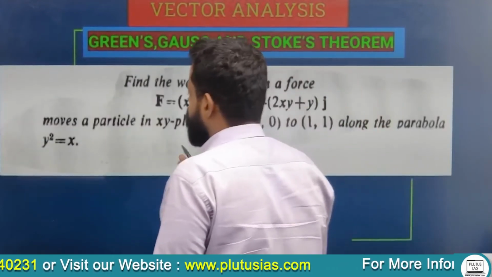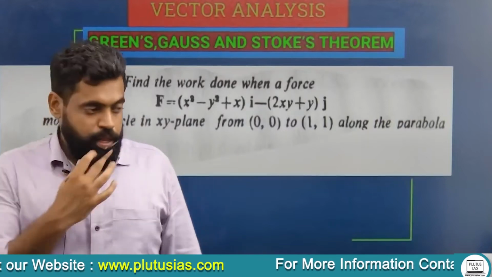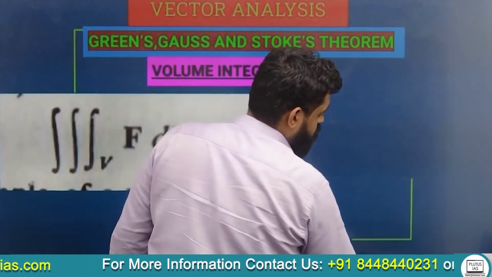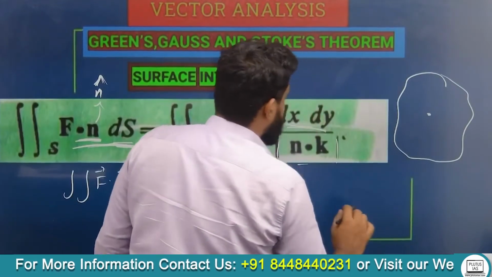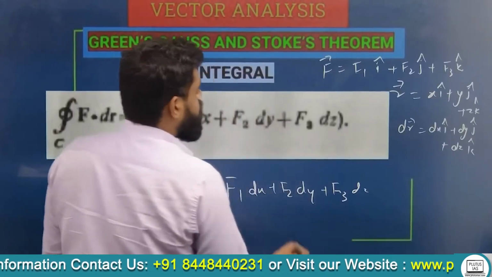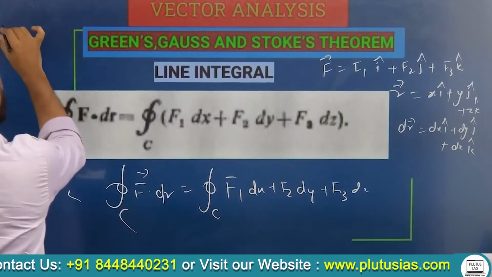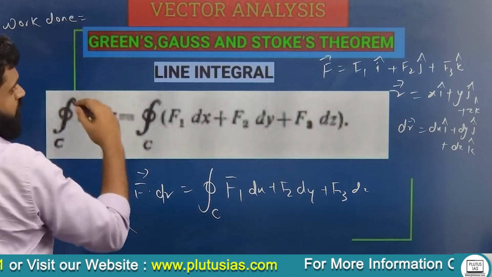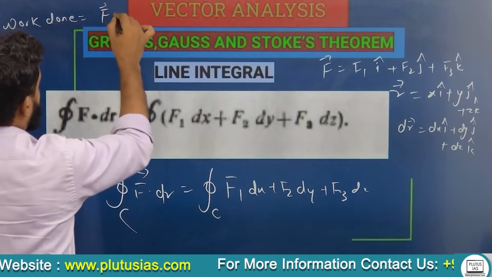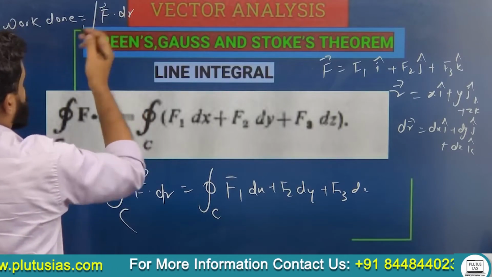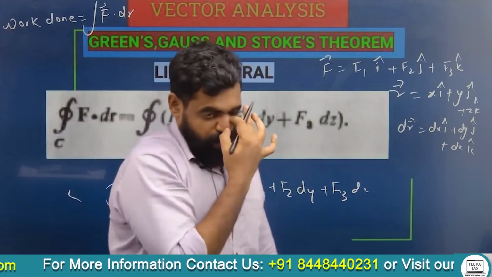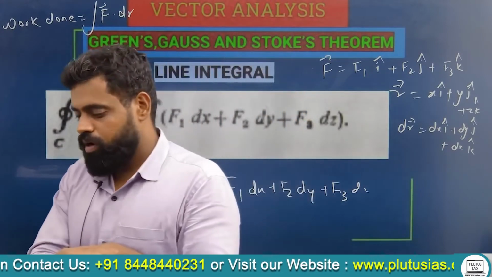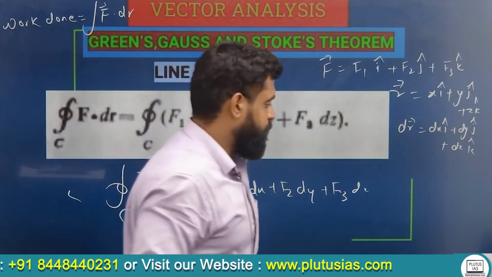Moving ahead, now we reach the questions part. It is written: find the work done. I have one more thing which you should learn here. In the line integral, the work done by a force is given by the integral of F dot dr. You have learnt this in class 12th during your physics classes, that work done is F dot dr.